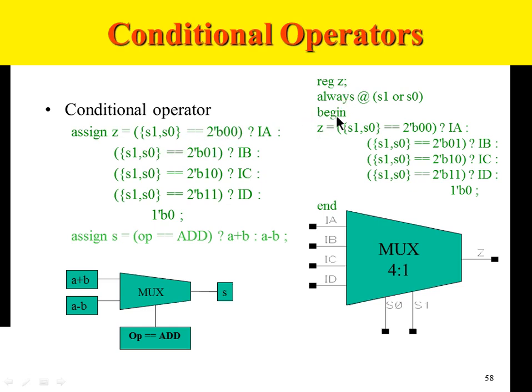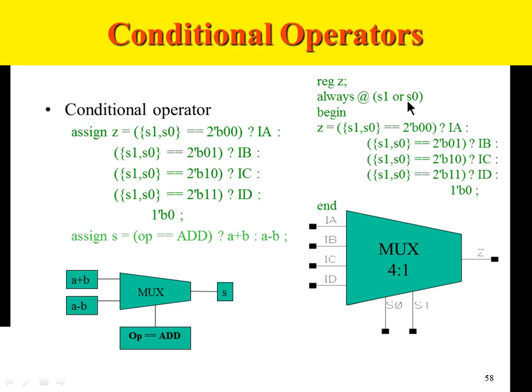If you take purely behavioral modeling, the same logic can be described like this. Reg Z. Why reg Z? Because I'm going to assign Z inside the always block, so a reg has to be declared. Always at S1 or S0. These are my inputs. Only when the select line changes, the appropriate input will go to output.